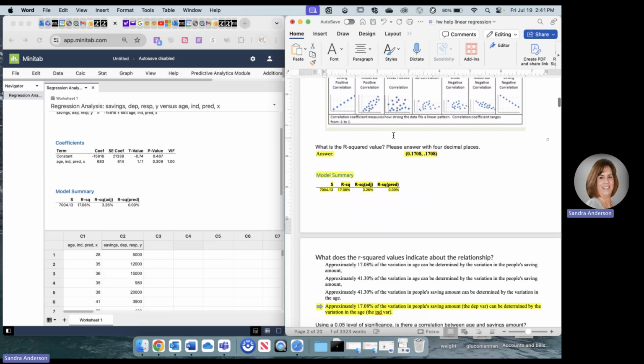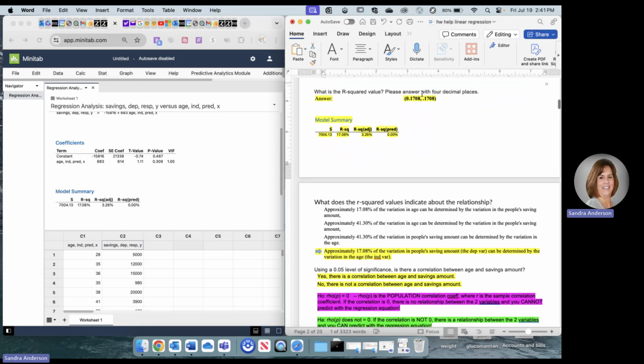Okay, then the next question is, what is your R squared value, rounded to 4 decimal places. Again, we get that from our chart. 17.08% is our R squared value. As a decimal, that's 0.1708. The next question says, what does that value indicate about the relationship?